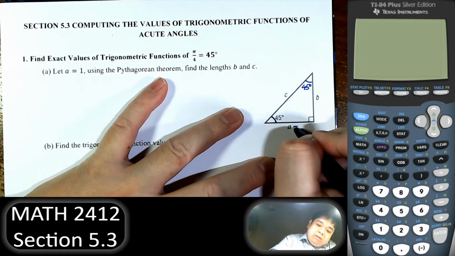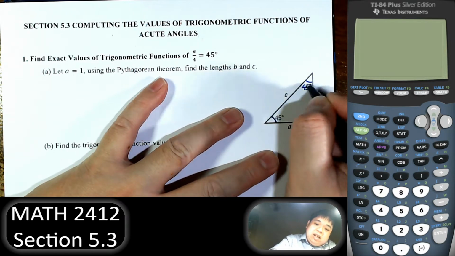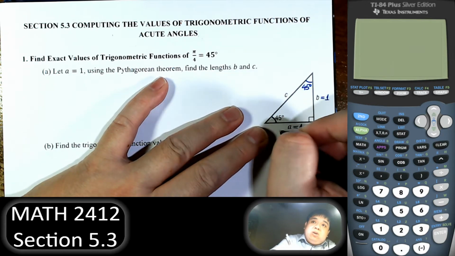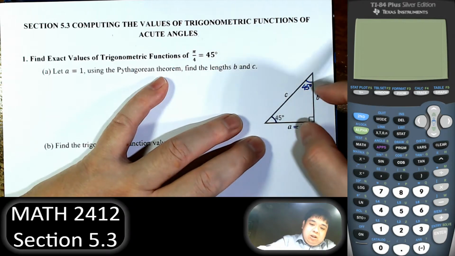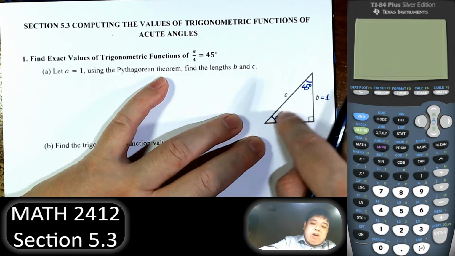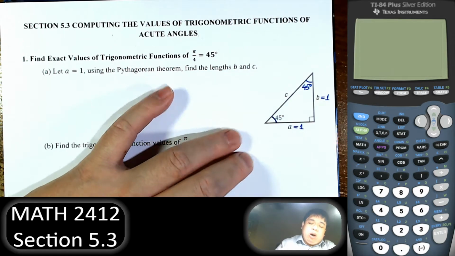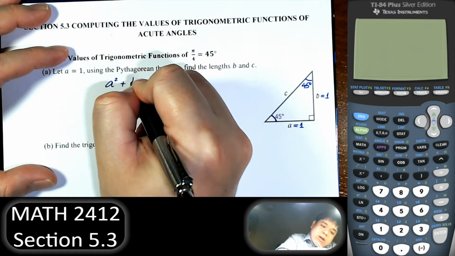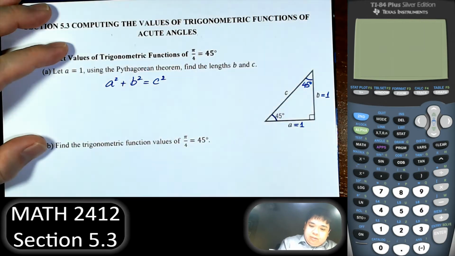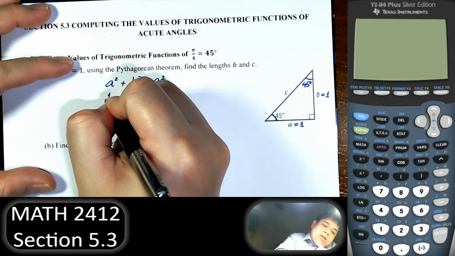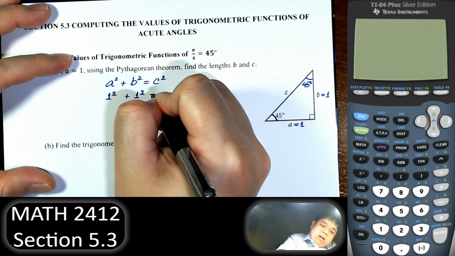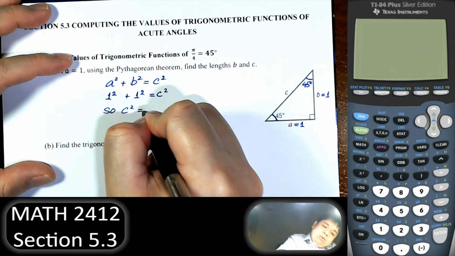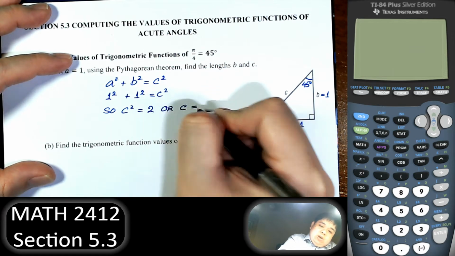Now, if the length of A is 1, then B, because these angles are the same, the sides opposite to the same angles have equal length. Both of them are opposite from 45 degrees, so the lengths should be the same. Both of them are 1 and 1, so it's easy. Then the Pythagorean theorem, A squared plus B squared equals C squared. A is 1, B is also 1. That gives us C squared is 2, or C is equal to the square root of 2.